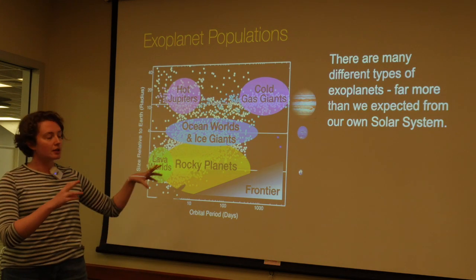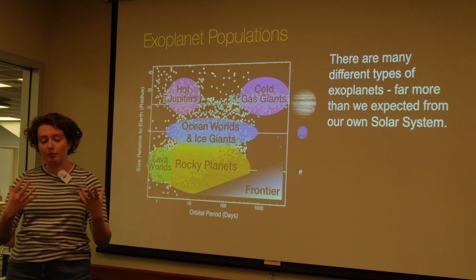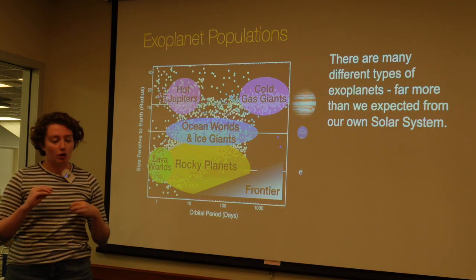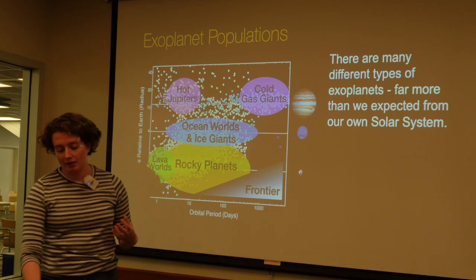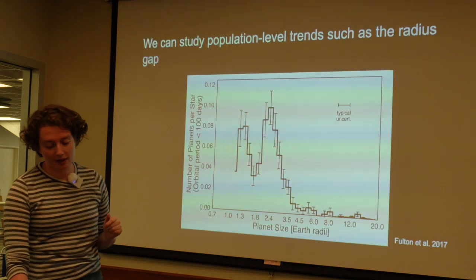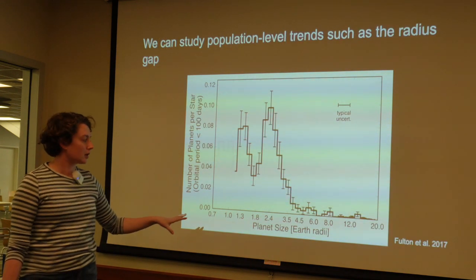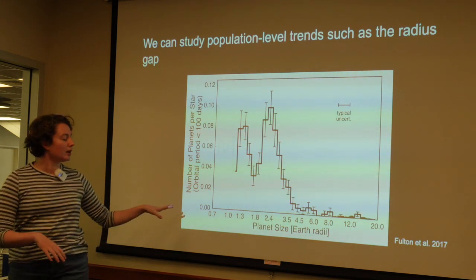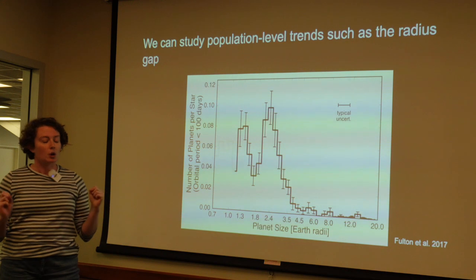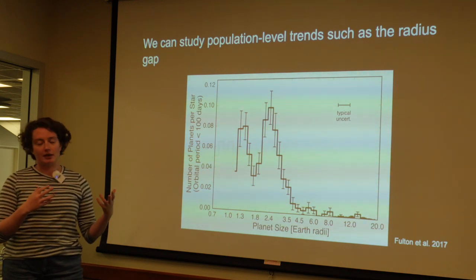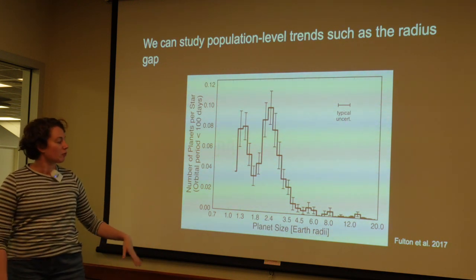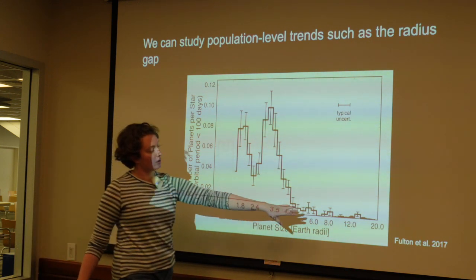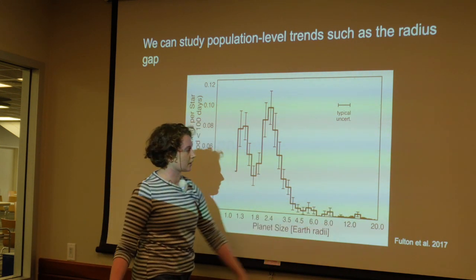And the study of these populations of planets is called exoplanet demographics, and there's really a lot of rich information that we can find in these population-level analyses. Another example of that is this phenomenon called the radius gap. Here we're looking at the distribution, counting how many exoplanets there are of different sizes, ranging from just under the size of the Earth all the way up to 20 times the size of the Earth.